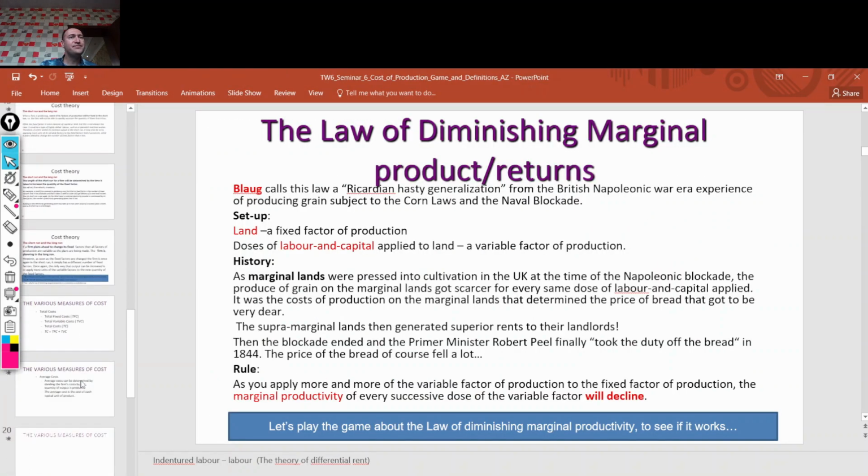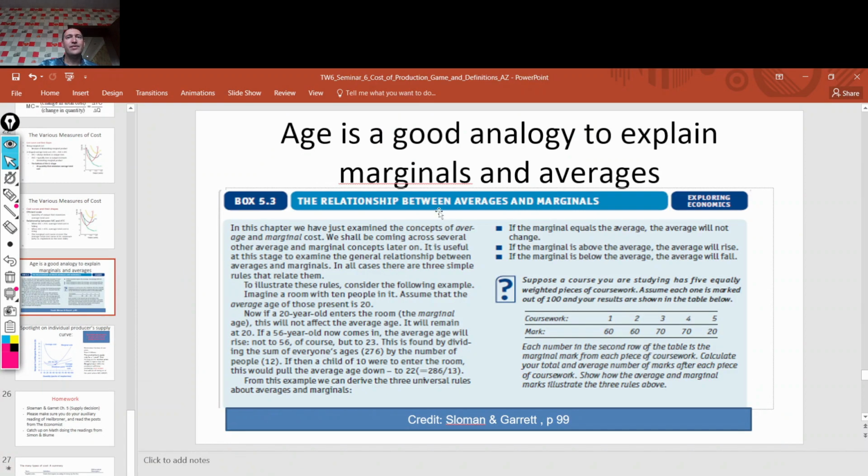There's a case here in your textbook by Sloan and Garrett. There's a nice case on relations between averages and marginals. Please read that box. It has a very clear illustration of the point. It says that suppose we are in a class, there are 10 students present, and the average age of all the students present is 20 years. Now if a new student enters the class, and he is older than 20, so the age of the new student is more than 20 years, and he is now added to the class, the new class average will be more than 20.